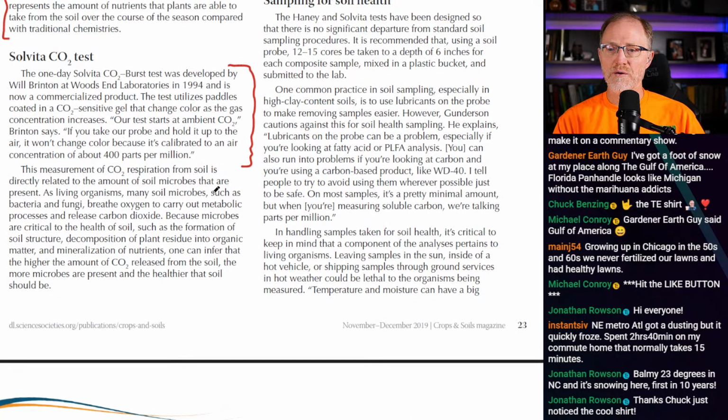The measurement of carbon dioxide respiration from the soil is directly related to the amount of soil microbes that are present. As living organisms, many soil microbes, such as bacteria and fungi, breathe oxygen to carry out metabolic processes and release carbon dioxide. Because microbes are critical to the health of the soil, such as the formation of soil structure, decomposition of plant residue into organic matter, and mineralization of nutrients, one can infer that the higher the amount of CO2 released from the soil, the more microbes are present and the healthier that soil should be.